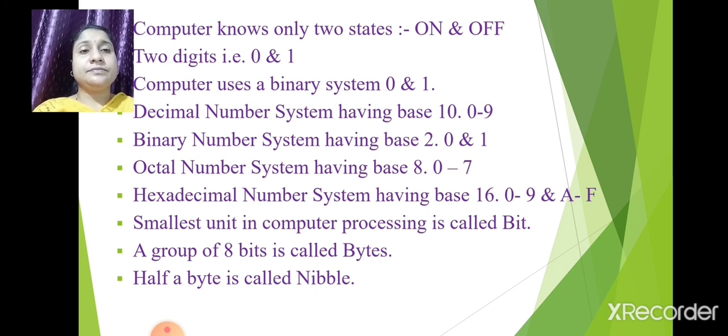Now the bits. A bit is the smallest unit in computer processing. 0 or 1 is called 1 bit. If you make a group of 8 bits, like 0 1 0 1 0 1 0 1, it is called a byte. 1 byte we can say. And a nibble is half a byte, meaning only 4 bits are used. So these 4 bits are called a nibble.